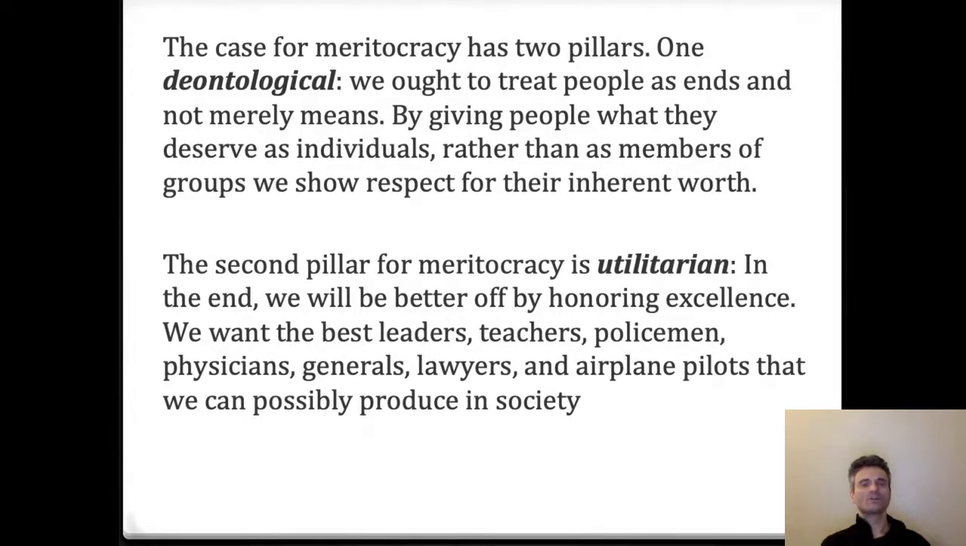The case for meritocracy, according to Poyman, whichever flavor of morality you embrace, has, according to him, two pillars. One is deontological, that we have to treat people as ends, as valuable, not as means. We shouldn't mistreat people, shouldn't exploit people. The other one is utilitarian, because if you hire qualified people, in the long run, remember, the greatest good for the greatest number. If you hire people who are qualified for the jobs, then in the long run, the majority will be benefited.